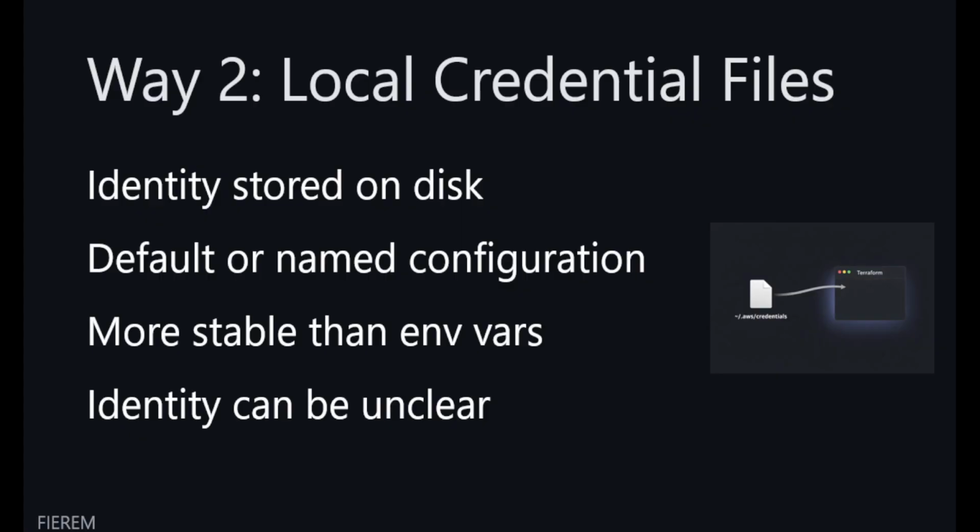Way 2 is local credential files. This is a classic pattern. A well-known file location on disk, often in your home directory, holds identity material or configuration that leads to identity material. The provider loads the file, it selects a default identity or a named configuration, and now Terraform has an identity without you typing anything into the terminal. This is more stable than environment variables, but it creates a new rule. If you do not know which identity is being used, you do not know who you are.